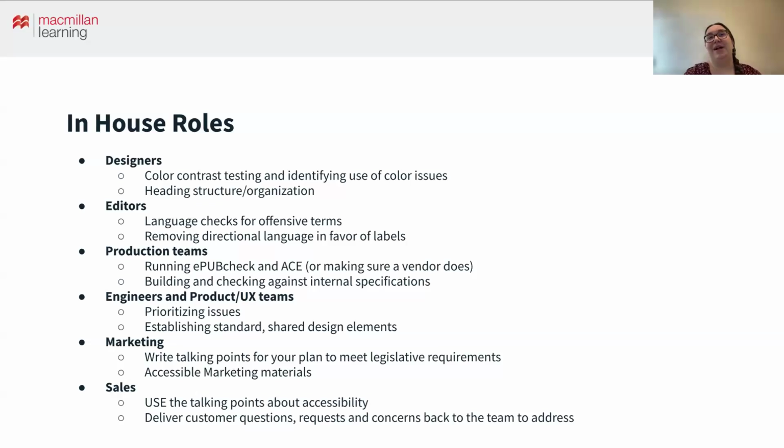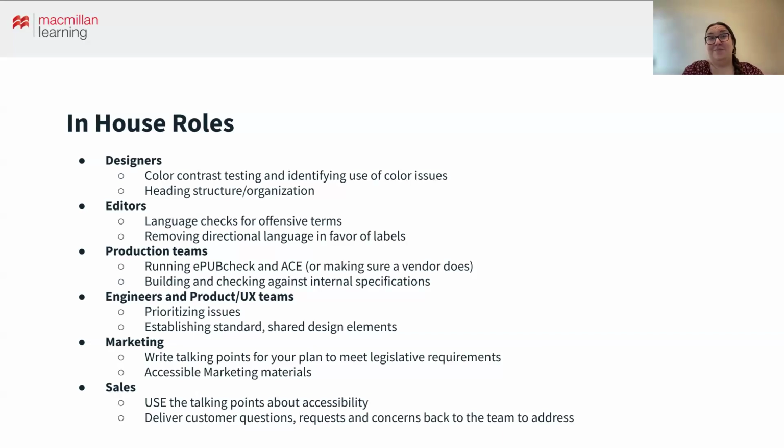Our marketing team will write talking points for our plan to help meet legislative requirements. We know that we're not there, but we also know that we're on our way and that we have a good, solid plan in place to get there. And marketing really helps us to communicate that. They are also responsible for creating accessible marketing materials. If we're going to send out a PDF to someone to describe a product, that PDF is going to work with a screen reader. It's going to have appropriate color contrast.